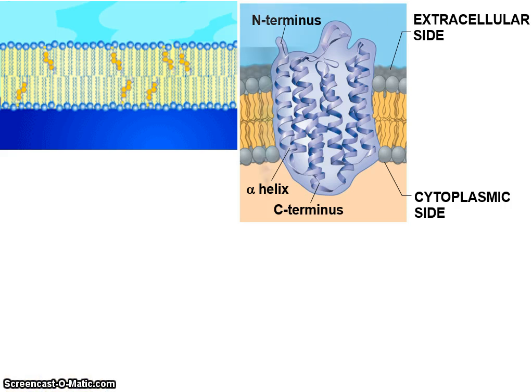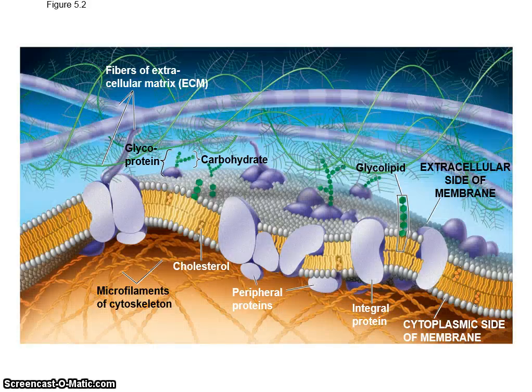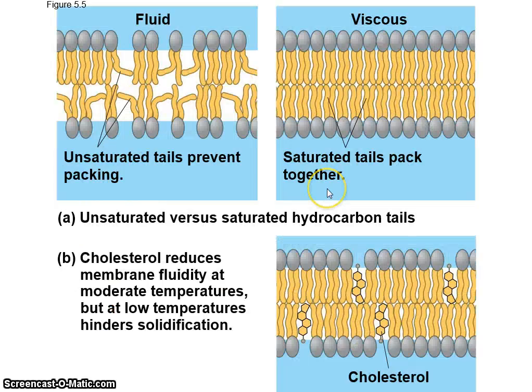Alright, so this is just another diagram showing the complexity of the cell membrane. And here, this is kind of showing what we mean about the unsaturated lipid tails. If you notice how they would prevent this from becoming a solid. This is what would happen if they were saturated. They would pack together and the membrane would solidify. And then here, this is showing cholesterol stuck in the membrane, which would also help.